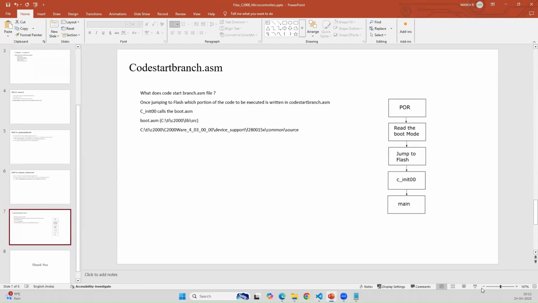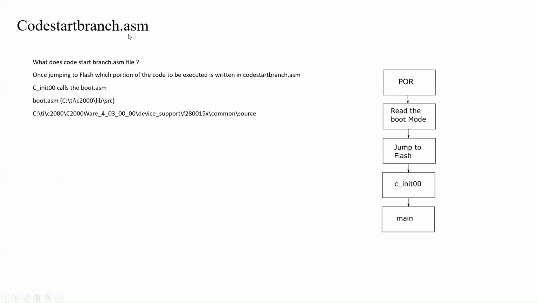And then what we will see is this code start branch.asm file. What are we trying to do with this file? After the power on reset, there is some reset vector. I'll try to show you in the next video lectures, where you can really understand a little bit more. But just to give you a start, we will look at the code start branch.asm.